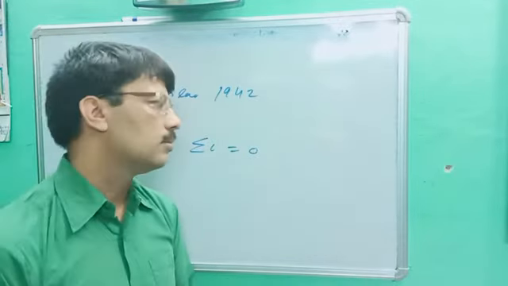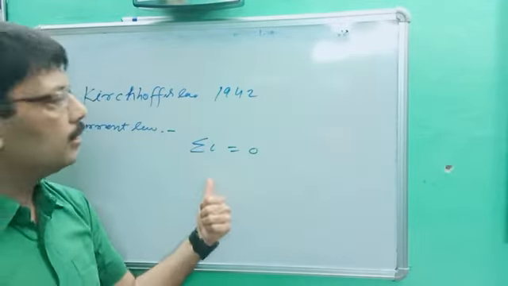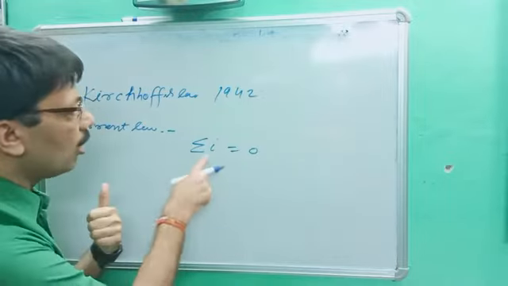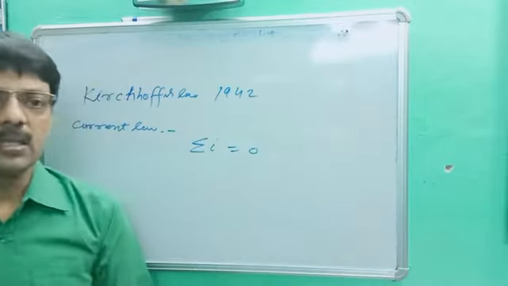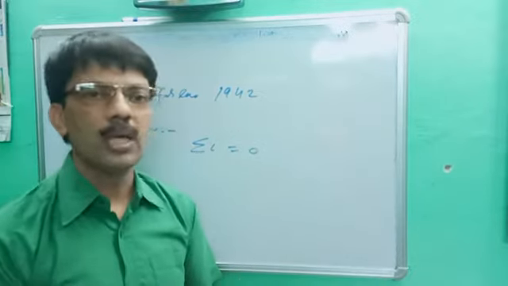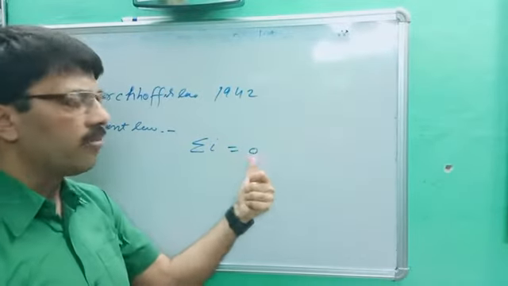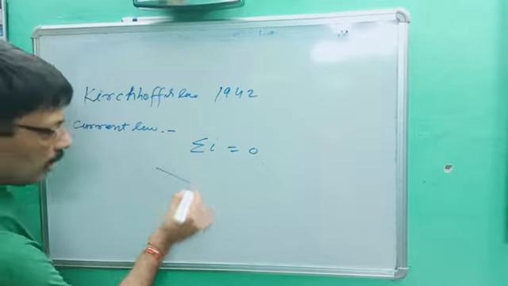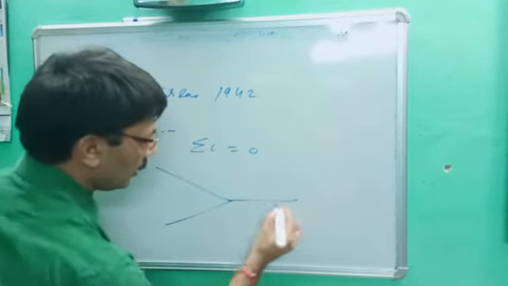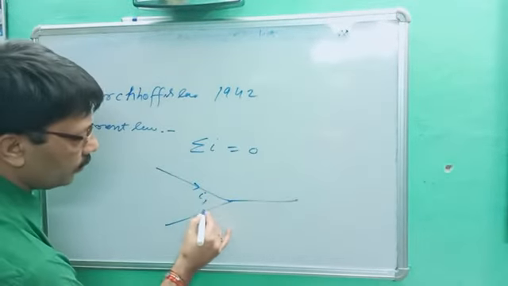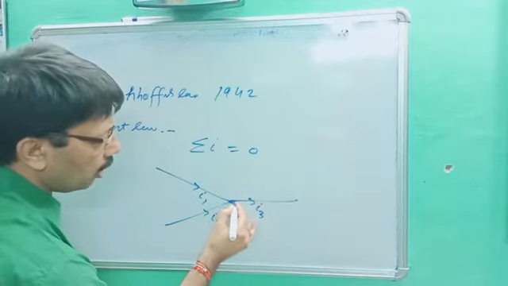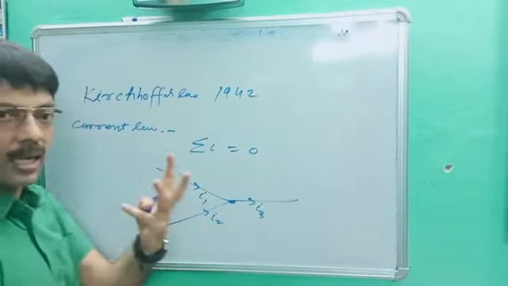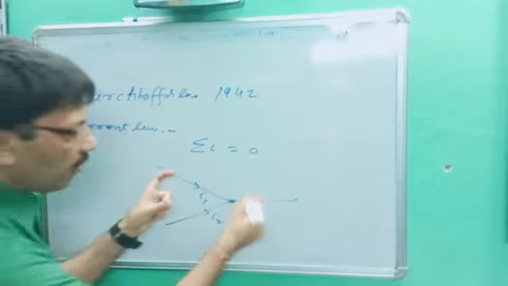According to this, the algebraic sum of all currents, summation of I, is equal to 0. It means the algebraic sum of all currents joining the junction or leaving the junction will be 0. Let's suppose three currents are there like this. This current is I1, this current is I2, and this current is I3. So at the junction, how many currents are meeting there? 3 currents. So the total algebraic sum of all currents will be 0.